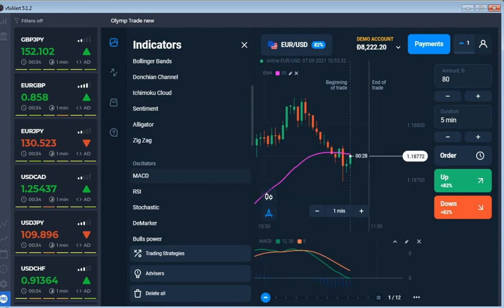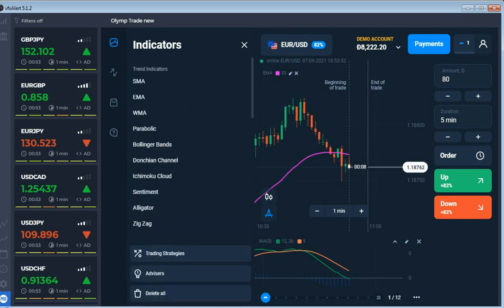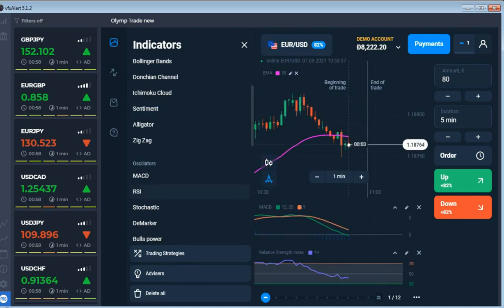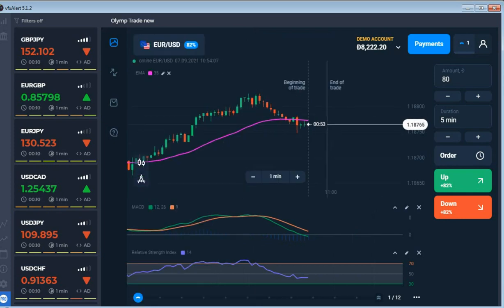MACD with standard settings. This indicator works both as a trend and as an oscillator instrument. RSI with a period of 14 and additional levels of 70 and 30. Trend indicators must necessarily be confirmed by at least one oscillator indicating an overbought, when buyers can no longer move the price up, or oversold, where there is almost no one in the market to sell at lower prices. So it will be the final signal to open an option.